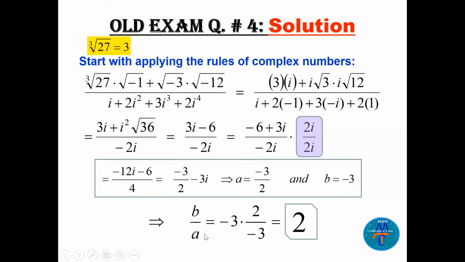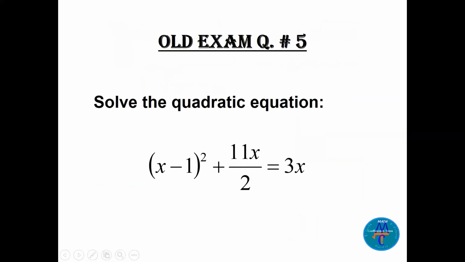Divide b over a. So this is b over a. You can multiply by the reciprocal, so it becomes 2. That is the answer, b over a is 2. We can ask you for a, we can ask you for b, we can say a plus b, a times b, or b over a. Same idea. Solve the equation, that's a quadratic equation.